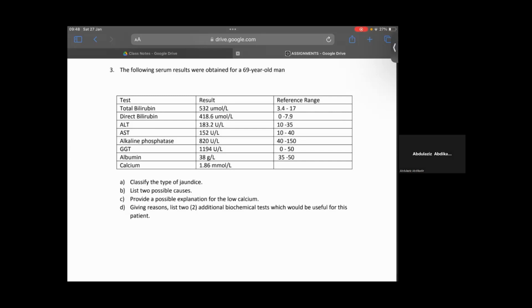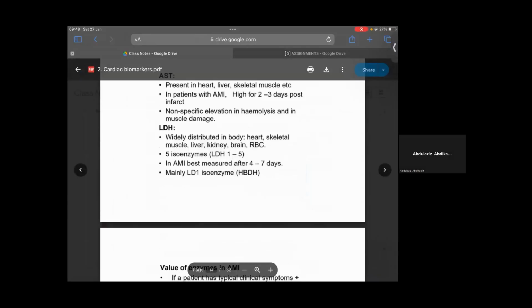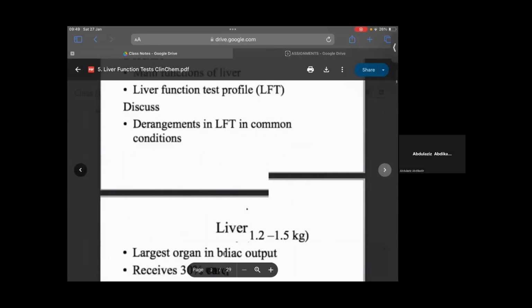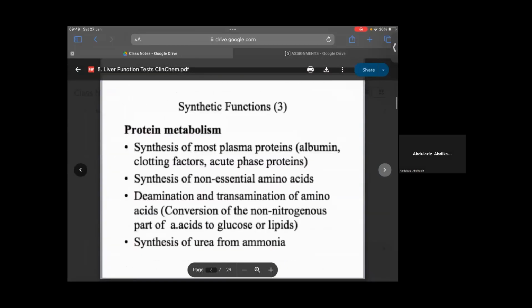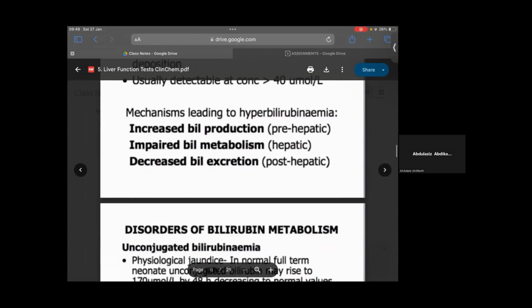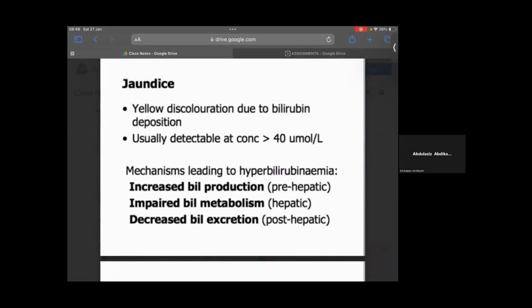Just the type of jaundice. Not the diagnosis has been asked. You're just told the type of jaundice. Is it conjugated? Is it unconjugated? Remember, types of hyperbilirubinemia. It is either conjugated or unconjugated hyperbilirubinemia. Yeah, jaundice. It's either conjugated or unconjugated. So which type of jaundice?